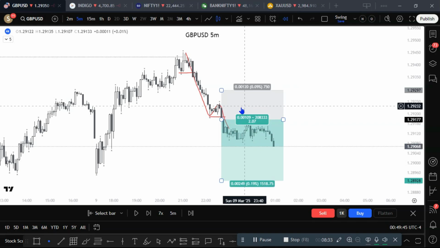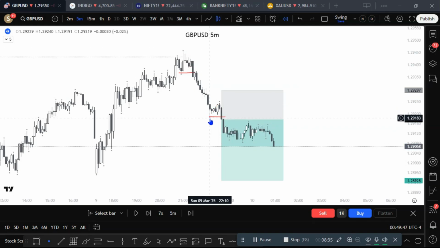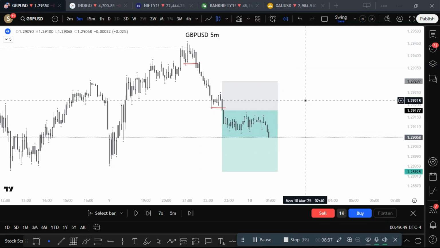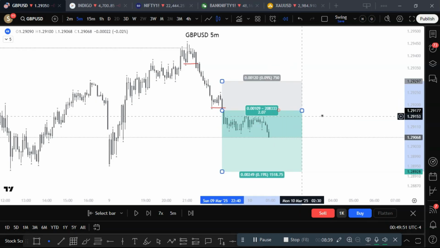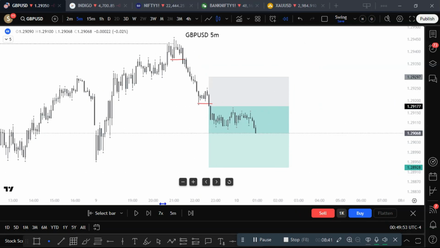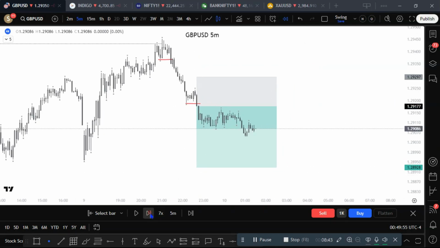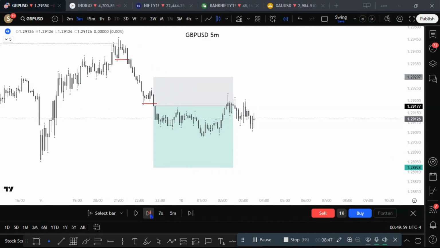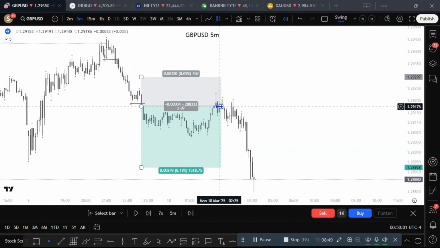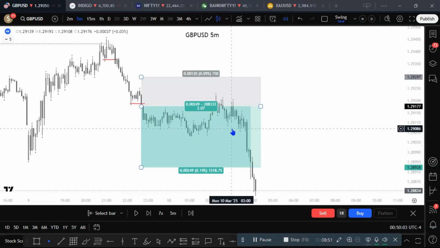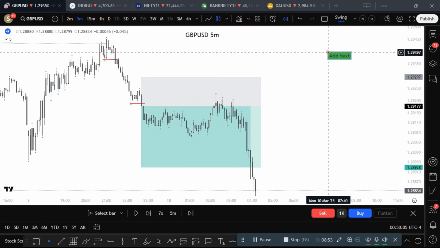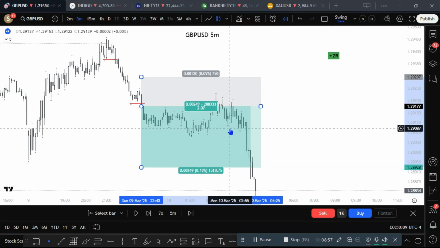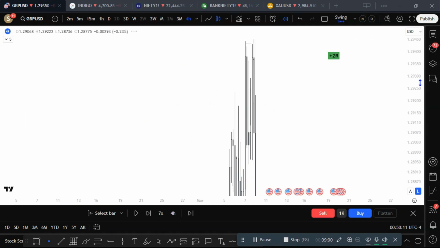So it is 100% mechanical strategy. You don't need to use any kind of discretion like 2R, 3R, 4R, just simply 1:2. Then let's play the price. And boom, TP hit. Okay, so we made 2R. I will show you 4 to 5 examples, so you will get the complete clarity.